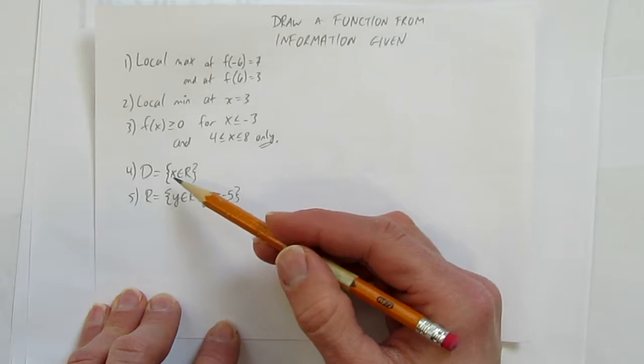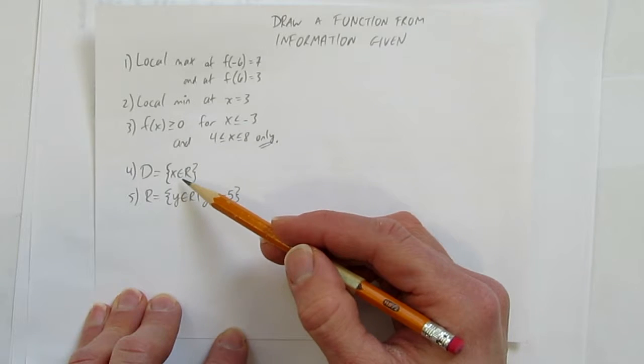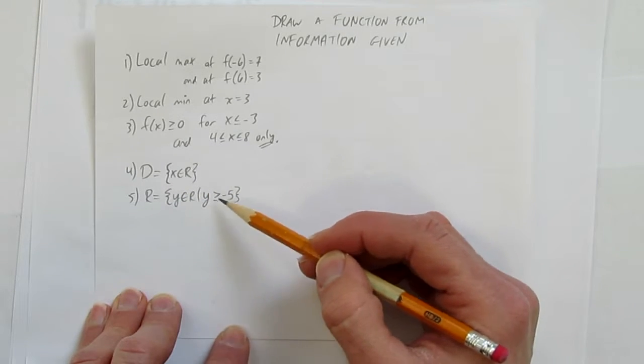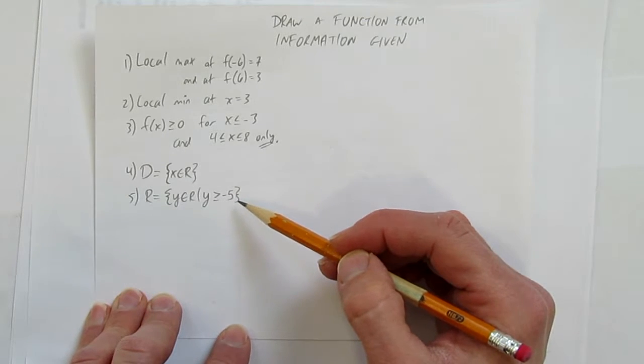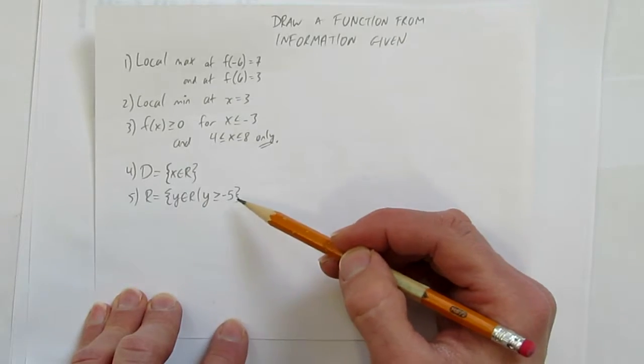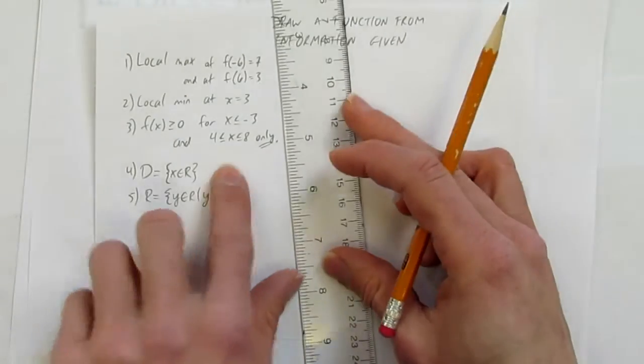Finally, the domain and range. The domain is x has to be able to be anything. x is any real number, or x is an element of R. And the range is y is an element of R such that y is greater than or equal to negative 5. In other words, y has to be able to be anything as long as it stays greater than or equal to negative 5. Okay, let's get our ruler.